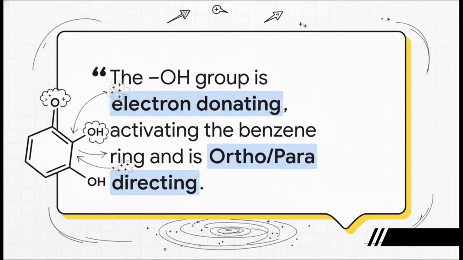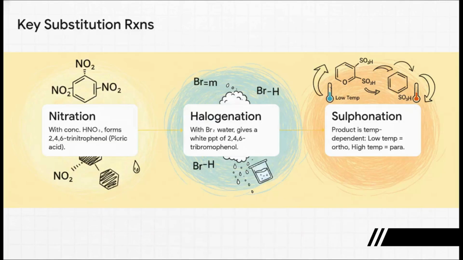That OH group isn't just sitting there. It's a powerful activating group. Through its positive resonance effect, it shoves electron density into the benzene ring, making the ortho and para positions super electron-rich. It's basically putting up giant neon signs that say, "Attack here," for any incoming electrophiles. So here are the top 3 reactions you have to know.